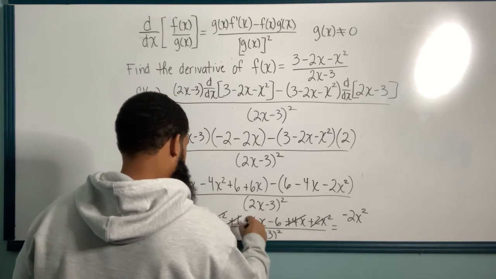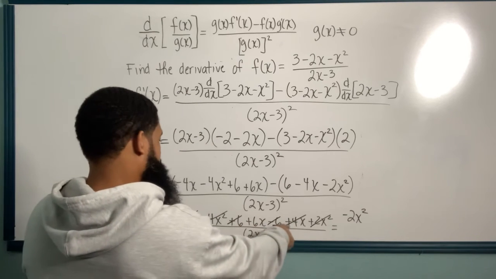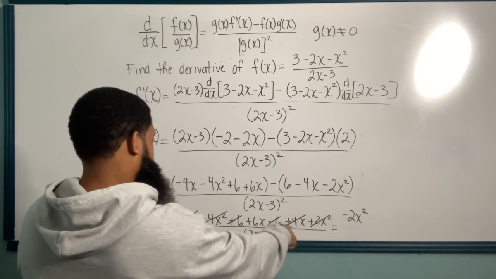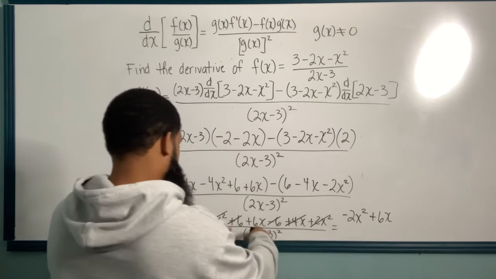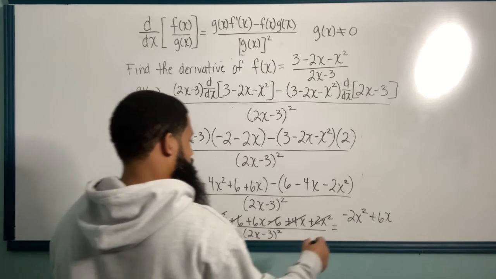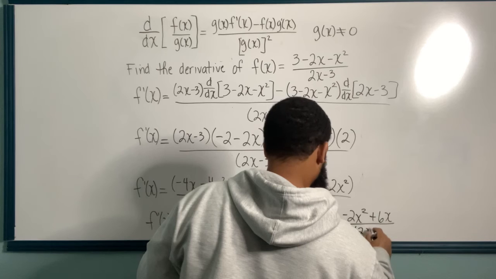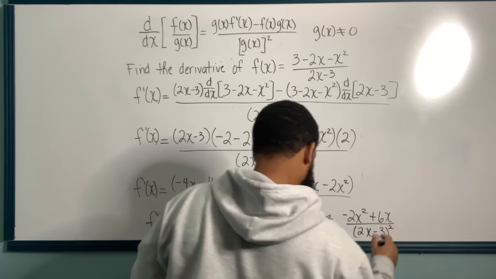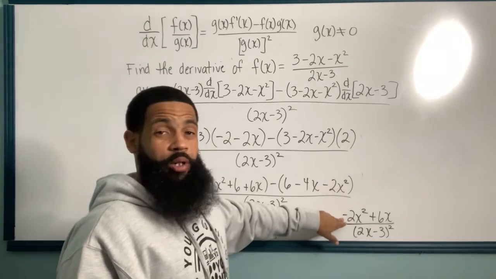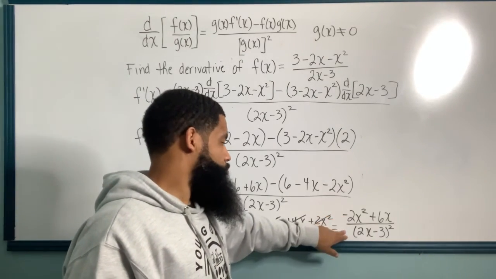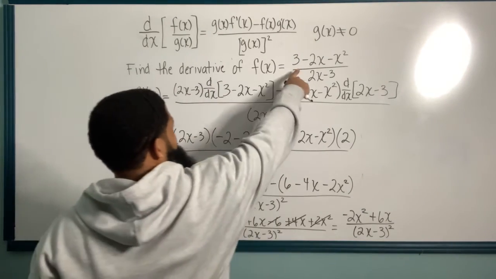This is positive 6 minus 6, all right? So notice the negative 4x and the positive 4x cancel. So we got the plus 6x, and then the 6 is canceled. And so now we're just done on the numerator, over 2x minus 3 squared. All right, so we're left with negative 2x squared plus 6x over 2x minus 3 squared. That is the derivative of this function way up here.